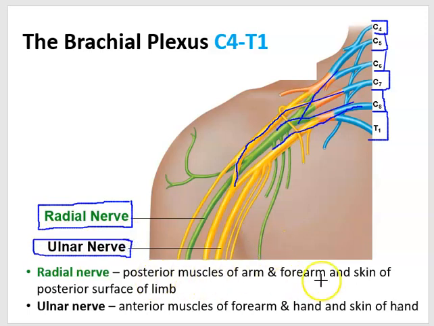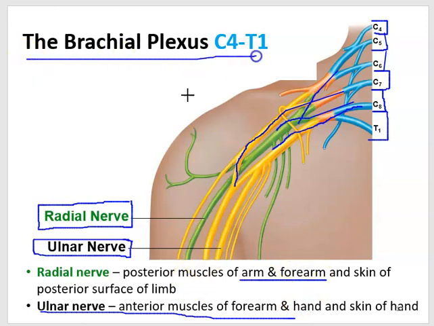So the radial nerve controls muscles in the arm and the forearm on the back side, the posterior side. So like your triceps muscle. The ulnar nerve innervates muscles in the anterior forearm and controls movements of the wrist. So ulnar and radial nerve both come off of the brachial plexus.